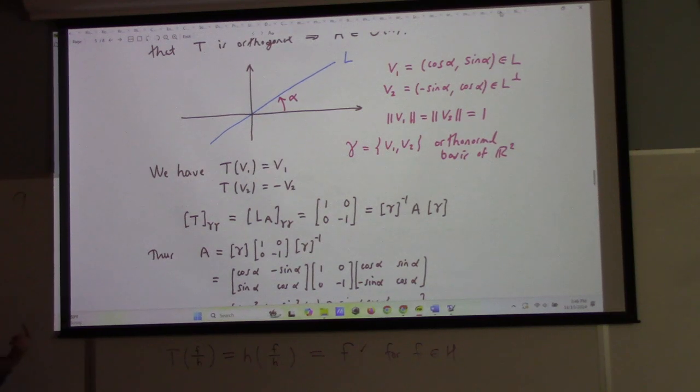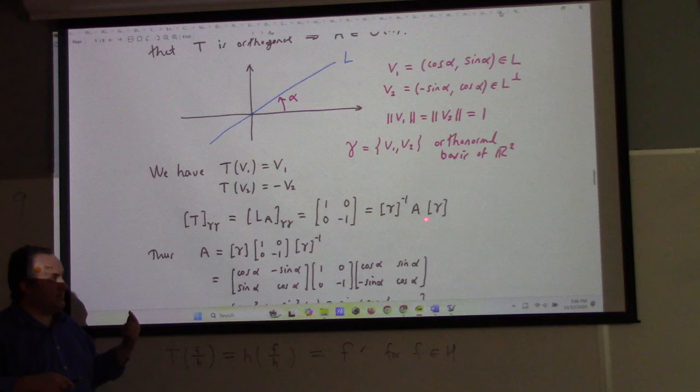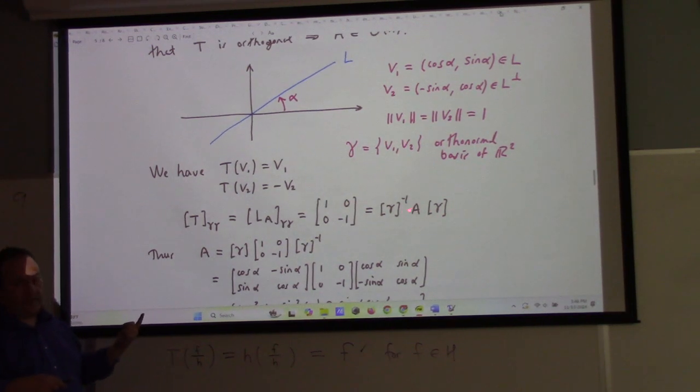Remember? And so the matrix with respect to a non-standard basis is the non-standard basis inverted times the standard matrix times the non-standard basis again. I can solve that for A, right? A is the matrix of gamma, 1, 0, 0, minus 1, matrix of gamma inverse, but this is the gamma and that's the gamma inverse. Now, how do I know that the inverse is just that? Can you guys tell me?